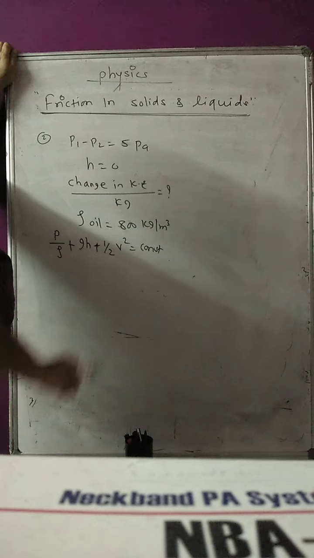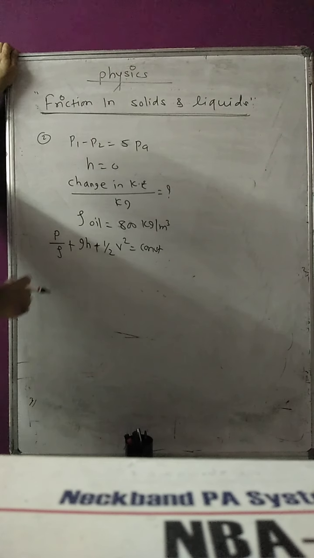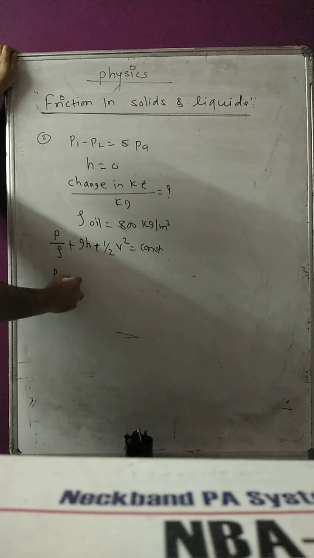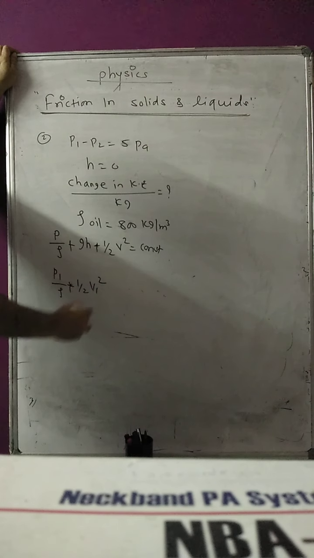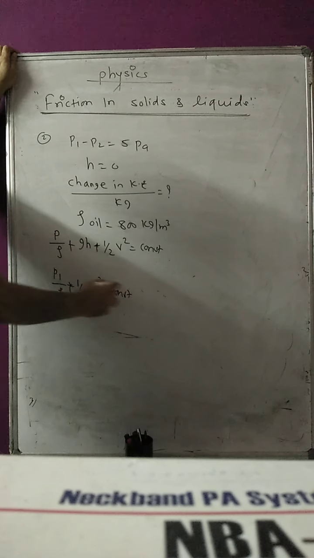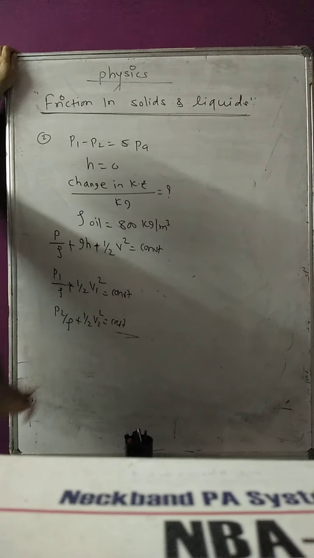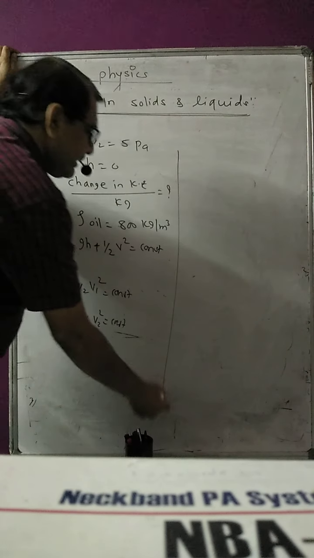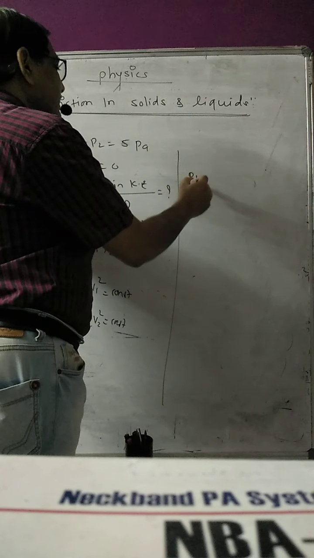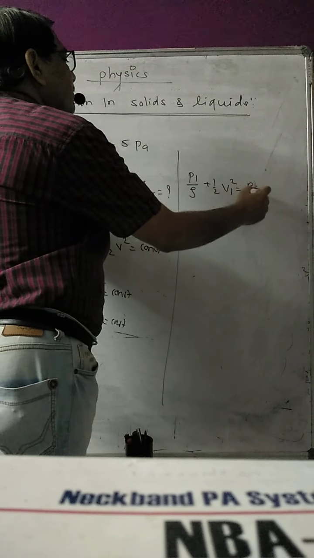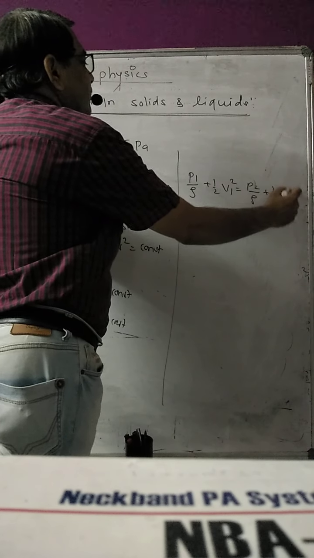This is the relation. We apply it at two points. At the first point, pressure P1 upon rho plus, since it is a horizontal pipe, h is 0, half V1 square is equal to constant. Second point, P2 by rho plus 1 half V2 square is equal to constant. Equating both equations we get P1 by rho plus half V1 square is equal to P2 by rho plus half V2 square.